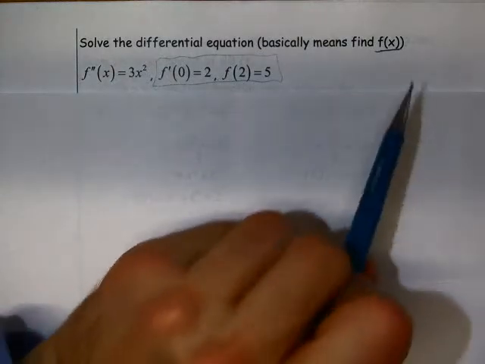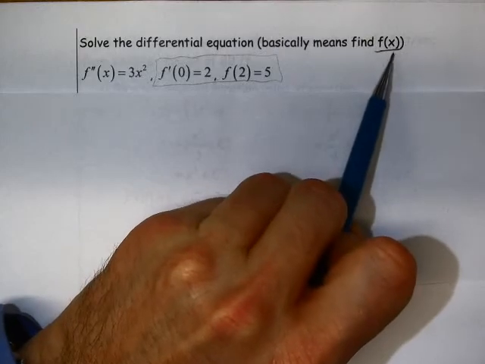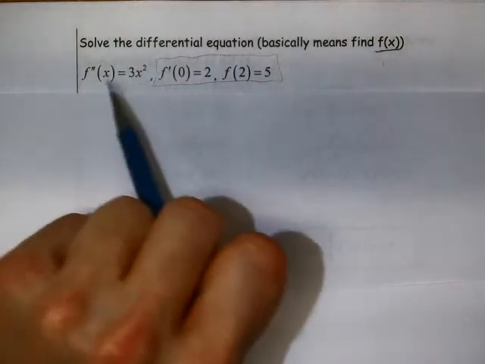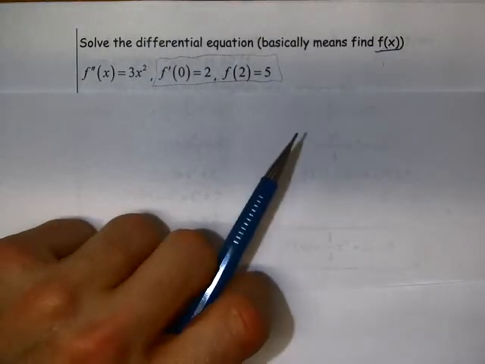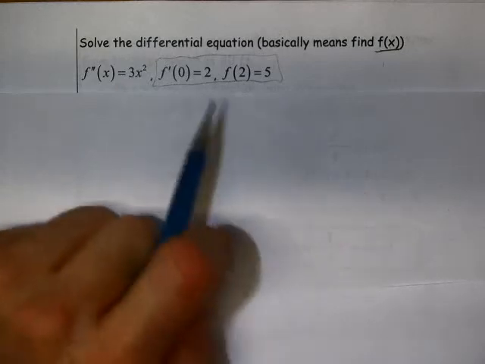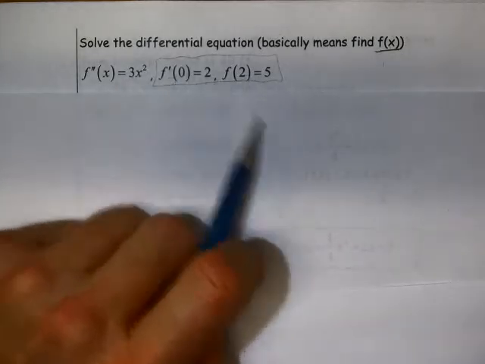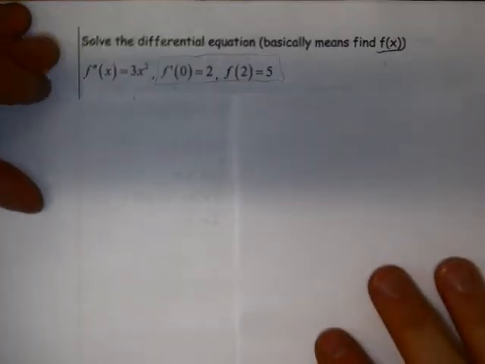Think about that for a second. If we started with f of x, we'd have to take the derivative once to get f prime, and a second time to get f double prime. So here, in order to go from f double prime to f of x, we have to integrate twice. We have to find the antiderivative twice. And we'll see in a second where these values come in. Alright, so let's look at how we would start this one off.